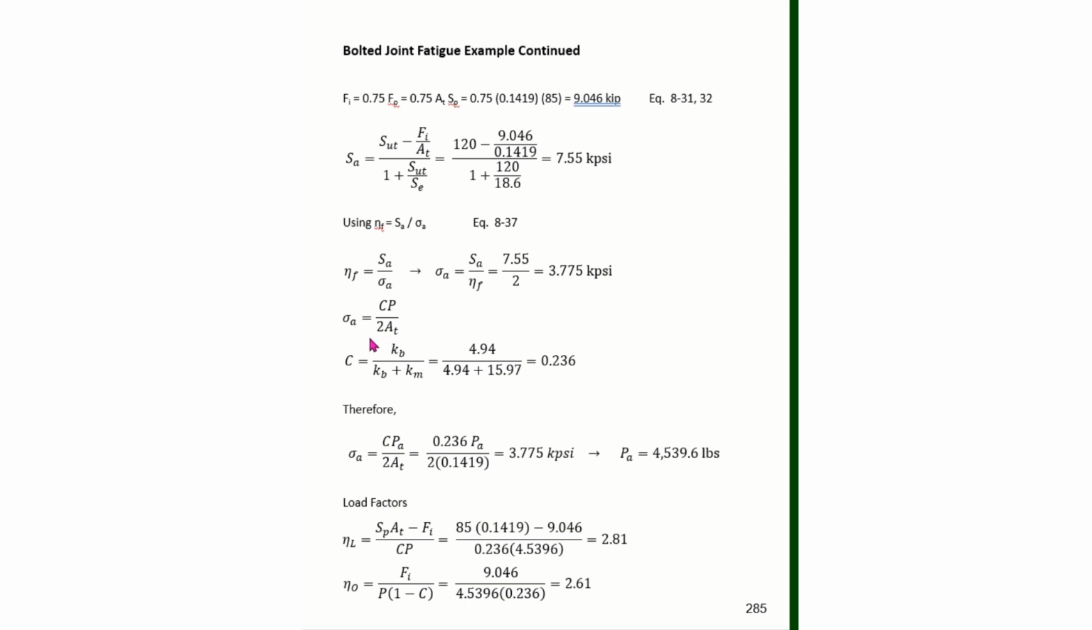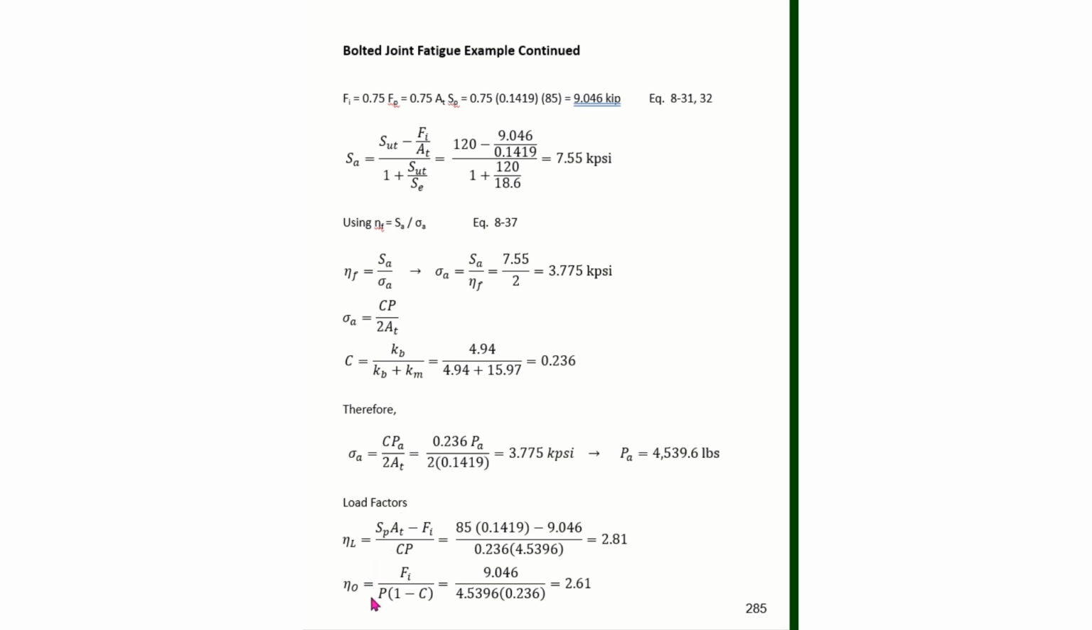I can come down here and my K's were given, so I can compute C, and then I use this equation, and I know that this equals 3.775, and I can solve this expression for PA and get 4,539.6 pounds. And this is the alternating load that could be applied to the bolted system and not have a failure. And now I can compute my load factors and my joint separation factor.